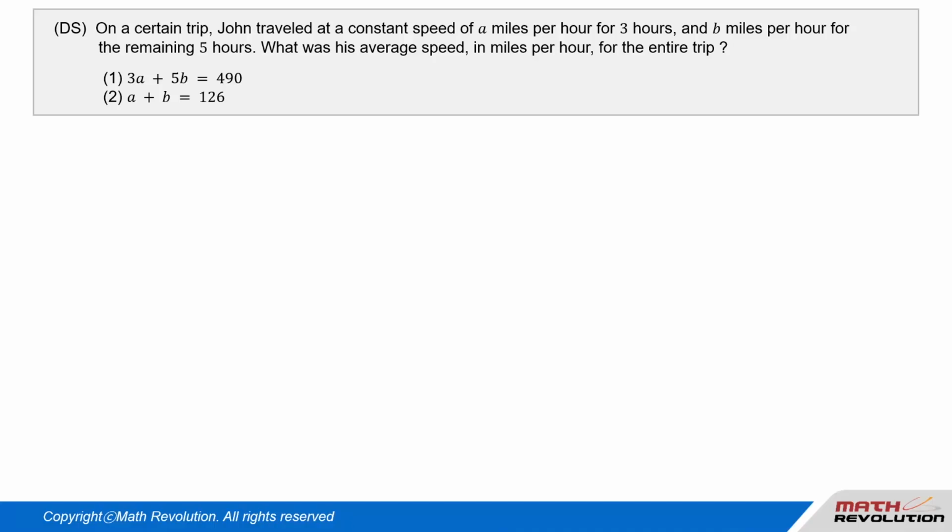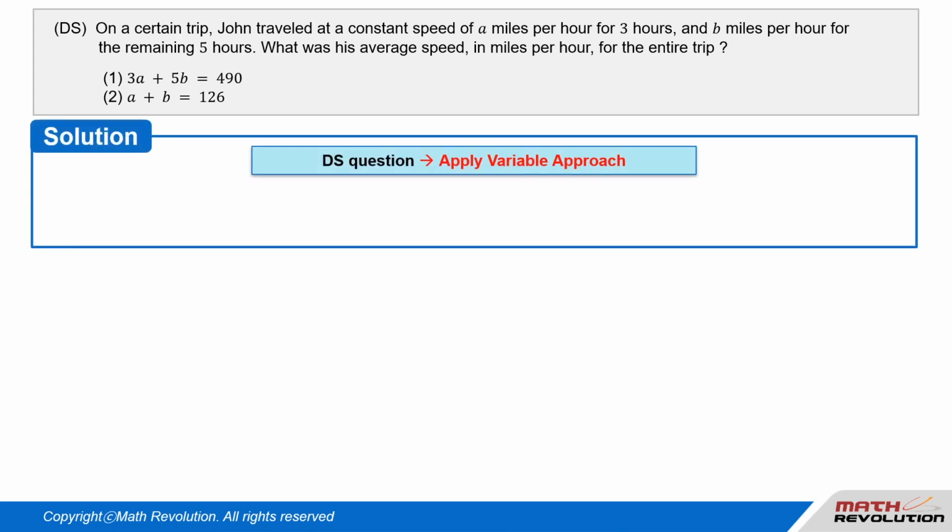Question 3. DS. On a certain trip, John traveled at a constant speed of A miles per hour for 3 hours and B miles per hour for the remaining 5 hours. What was his average speed in miles per hour for the entire trip? Condition 1. 3 times A plus 5 times B equals 490. Condition 2. A plus B equals 126.